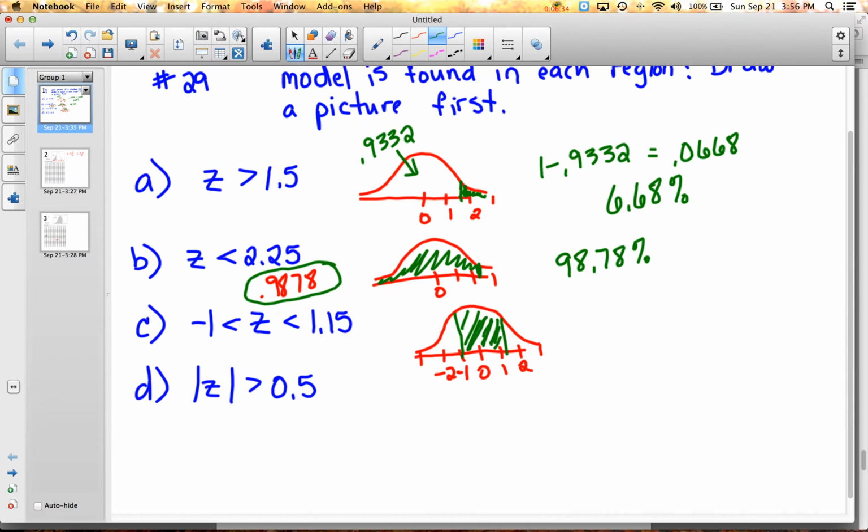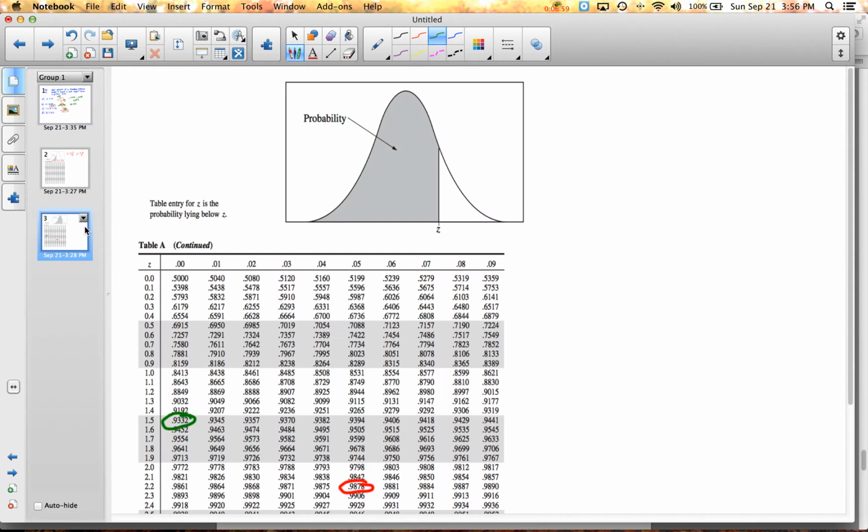So we have to think about how we are going to find this region. We're going to pause this for a moment, and I'm going to have you think about it and talk about what we could do to look up these scores so I can come up with the shaded region in between. All right, so hopefully we've talked about it.